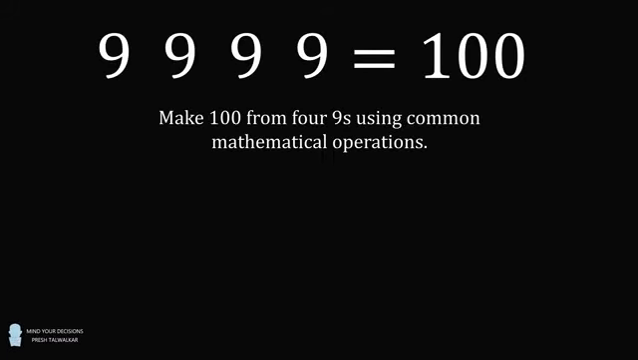Here's a really fun puzzle I came across. You are to make the number 100 from 4 nines using common mathematical operations. What exactly are common mathematical operations? The puzzle doesn't specify, so I thought let's make this a little more concrete and put down some rules.